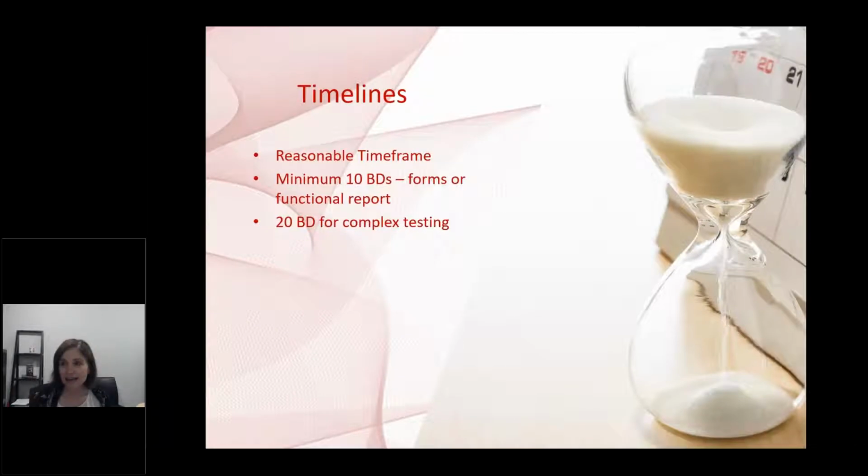On a timeline perspective, it's important that the physical therapist has adequate time to do the testing that's required. And so the guideline does provide a recommendation of a minimum of 10 business days for forms or functional reports. And if there's complex testing required, that could extend to 20 business days to allow time to adequately schedule the appointments, as well as to complete the documentation.